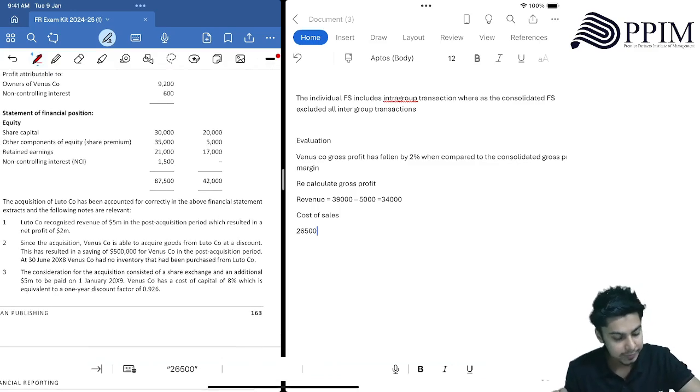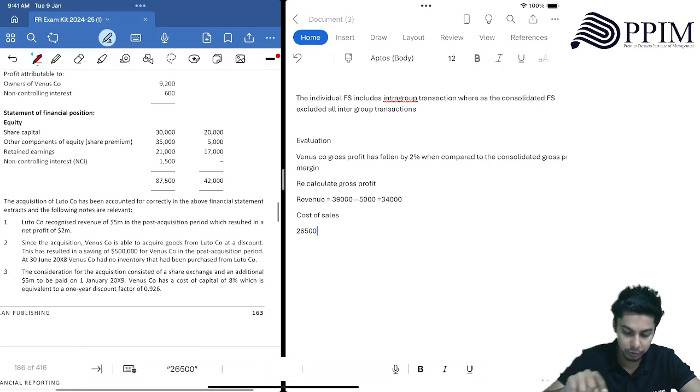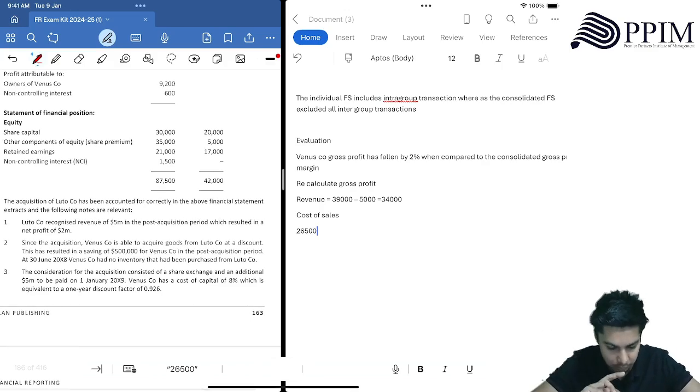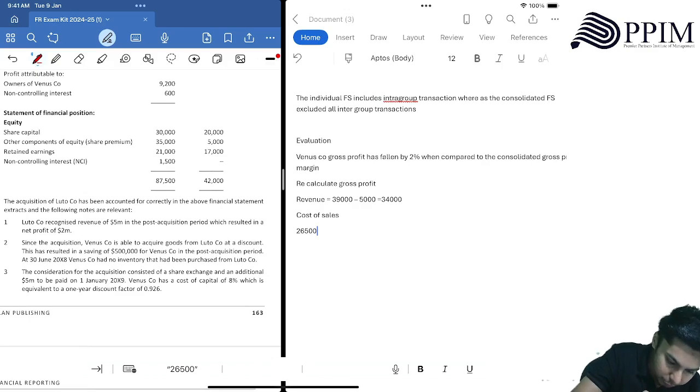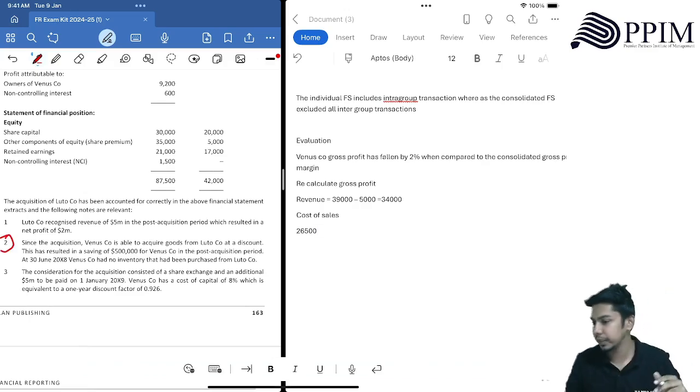Right. Guys, now look at this part. Luto has recognized a revenue of 5 million where the net profit is 2 million. Now revenue 5 million we have removed, so that's not an issue over there. Revenue 5 million should go down. Now, guys, can you adjust this and show it to your cost of sale?